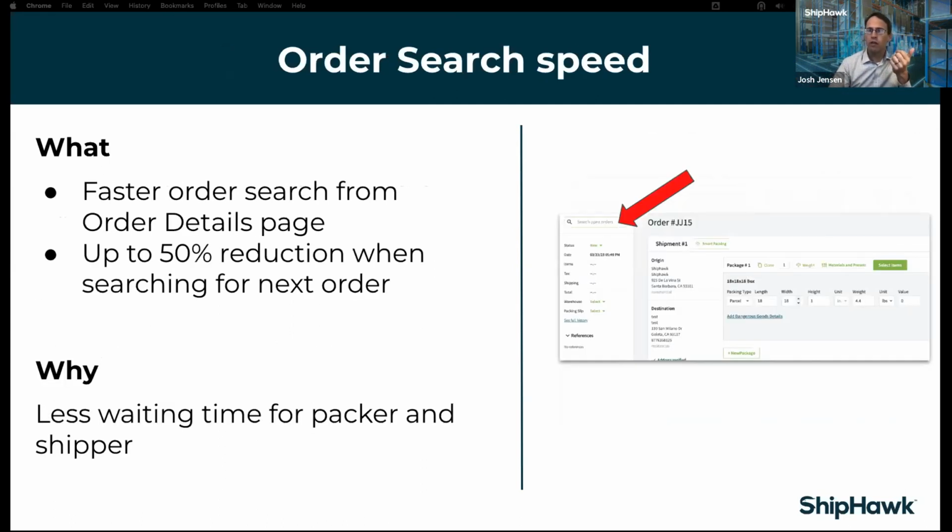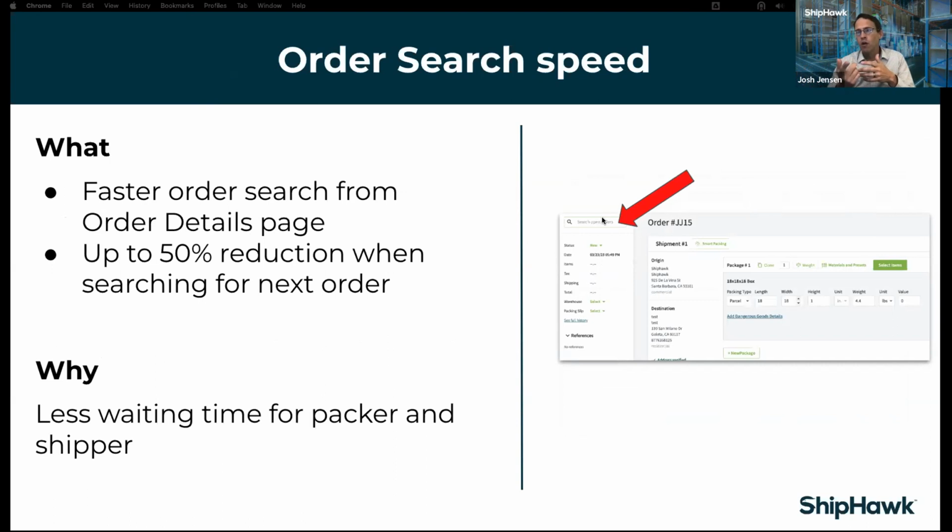Another area where we've done some focused performance work is around the order search. One of the common workflows is that you're in an order detail screen, you're processing the order, and you're ready to jump to the next order, so you just scan that next order, or you type it in directly from the order detail screen. You don't want to have to go back to the order history page and search for that order. You've got the next one sitting there on the table next to you. I just want to scan or directly search for that order.